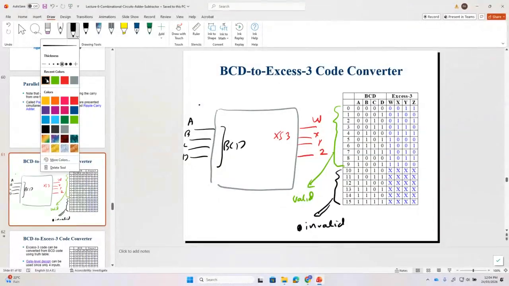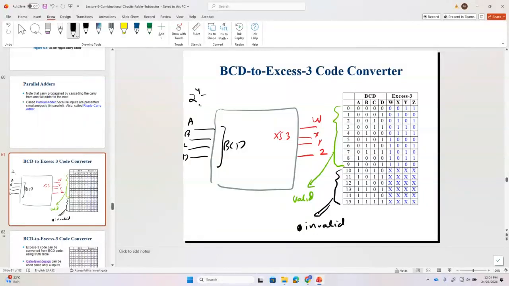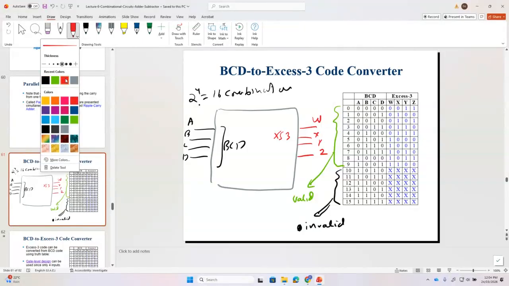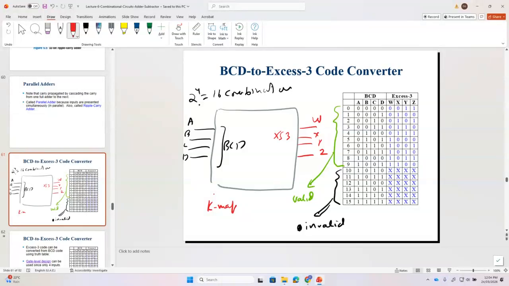Please remember, how many K-maps do we have? Can you see here how many entries we have? We have 16 combinations for 4 inputs. How many K-maps do we need? 4 K-maps. Each K-map consists of how many entries? 16. What's the next step? We draw the K-map, we do the logic minimization, we get the minimized expression, and we did all that in our previous lecture. I'm not going to explain it again.